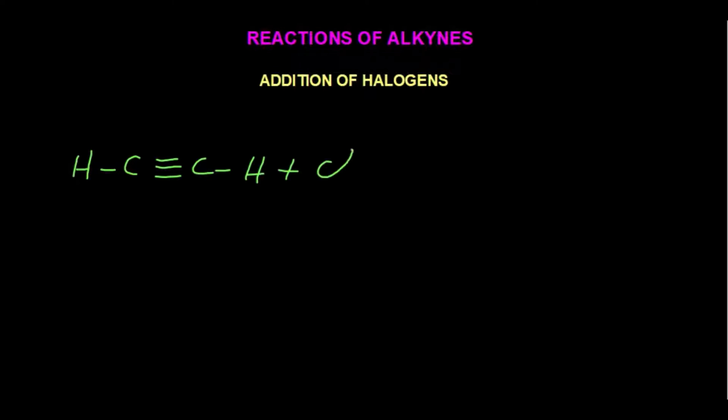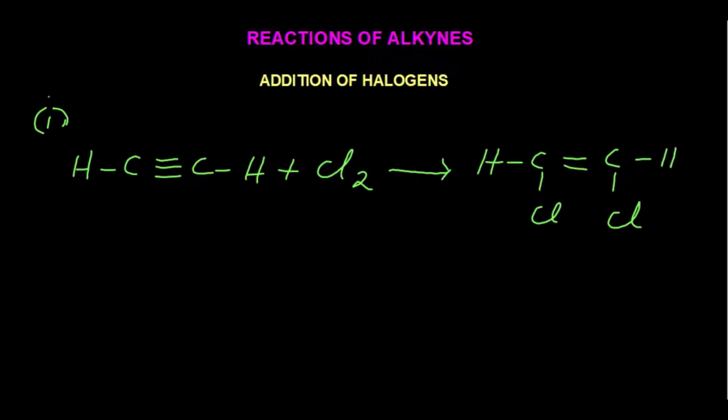In the first step, the first molecule of chlorine is added. Now students, the first molecule of chlorine is added and as a result we get 1,2-dichloroethene molecule. So in the first step the product which is formed is 1,2-dichloroethene.